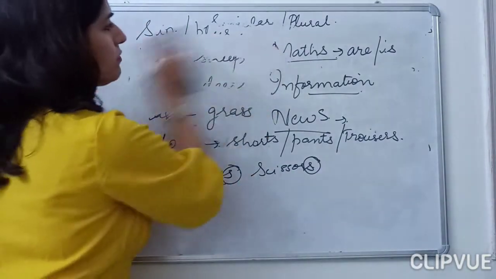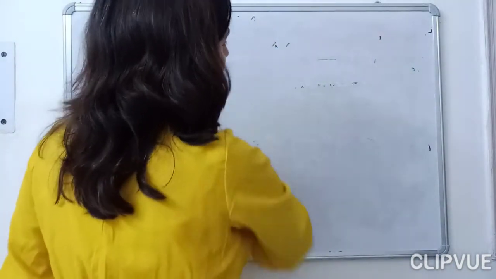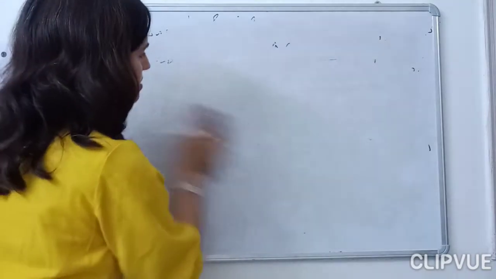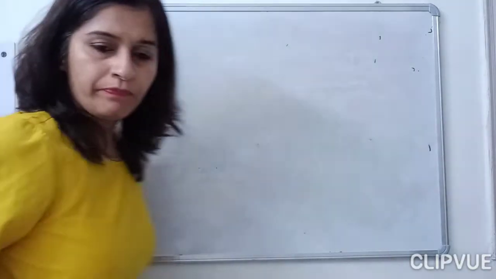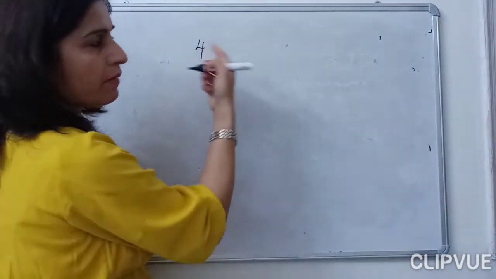Now the last thing, children. At times you will get confused: ma'am, how do we make numbers and alphabets plural? How do we make them plural, children? Suppose I say 4, number 4.